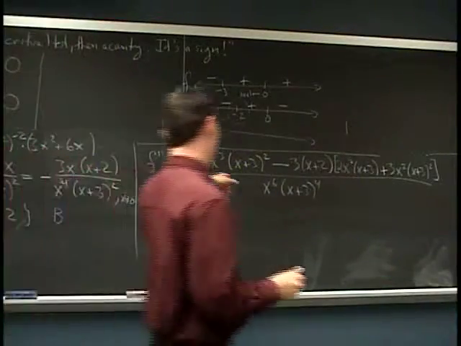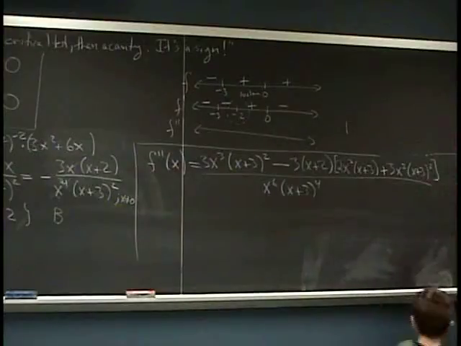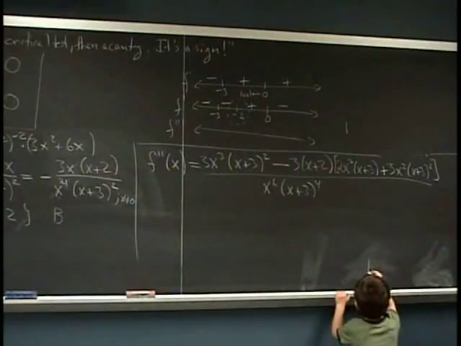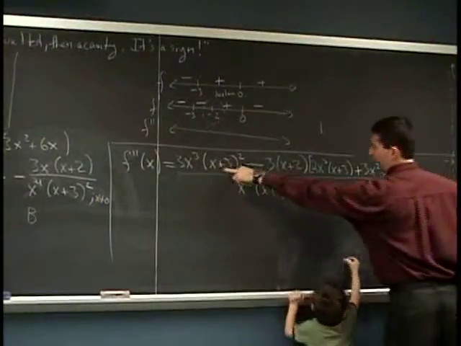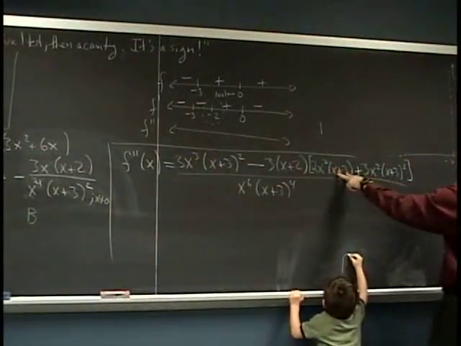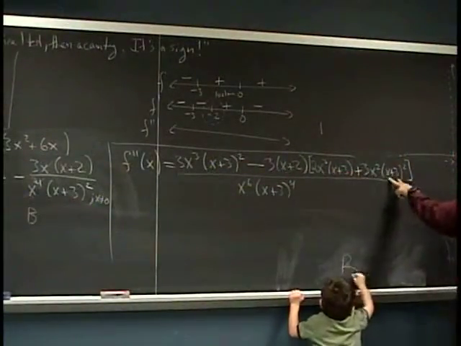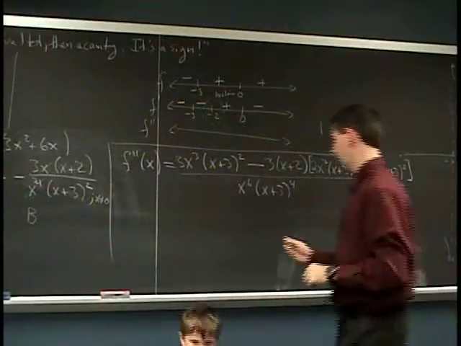Okay, now we must be able to factor some things. Let's see. I have 3x squared and x plus 3. So just 1 x plus 3 and x plus 3. So I can get rid of an x plus 3.